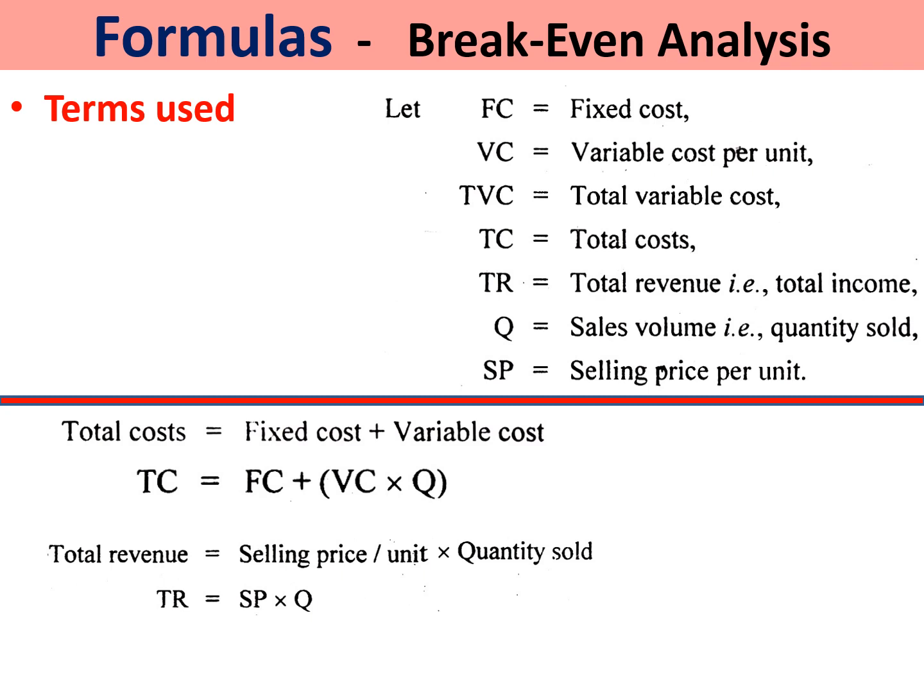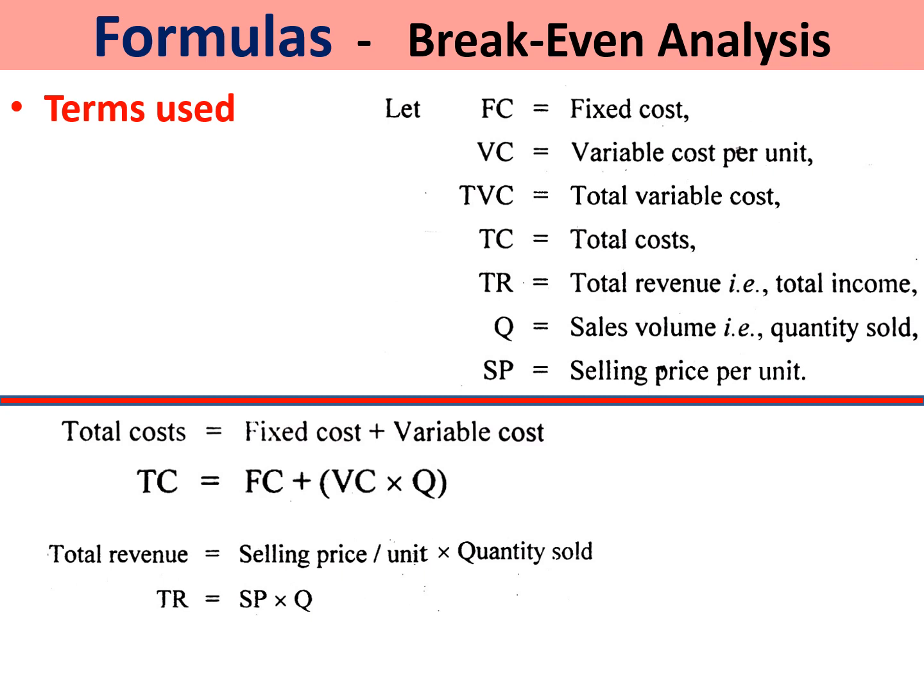And coming to the formulas for doing the calculation of break-even analysis, there are some terms used in the formulas. First one is FC, fixed cost, VC, variable cost, and TVC, total variable cost, TC is the total cost, and TR is the total revenue, that is total income, and Q is the sales volume, that is quantity sold, and SP is the selling price per unit.